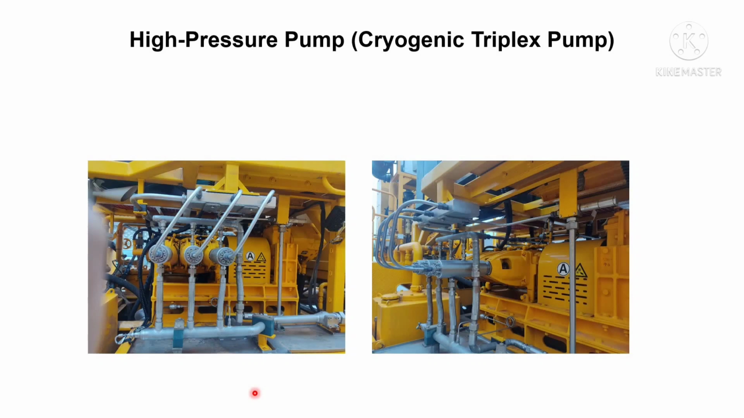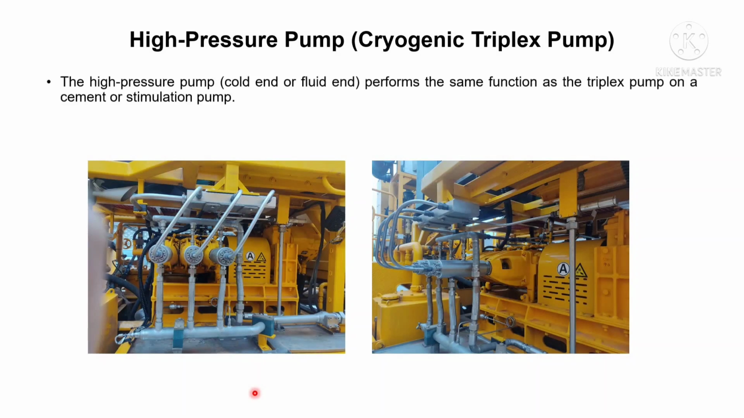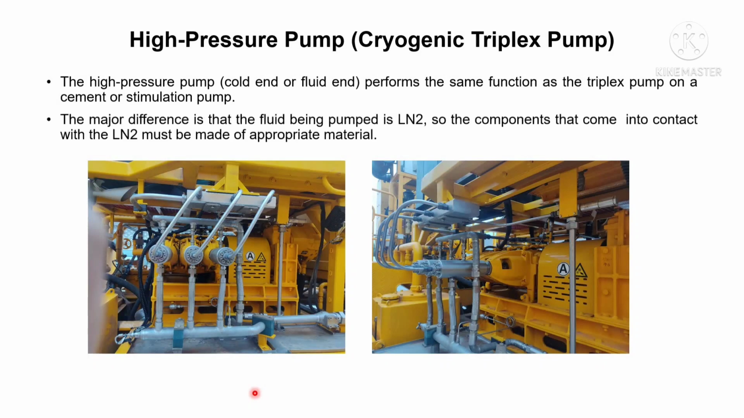Then comes the high pressure pump, also known as cryogenic triplex pump. The high pressure pump, cold end or fluid end. Mostly in the case of nitrogen unit, we call this triplex pump the cold end. We may also call it the fluid end, but mostly we call it cold end. The function of this cold end is the same as the triplex pump on a cement pump or a stimulation pump, that is to pump the liquid. In this particular case, because we are pumping nitrogen, the design is in such a way that it can handle the low temperature liquid nitrogen. The major difference is that the fluid being pumped is LN2. So the components that come into contact with the LN2 must be made of appropriate materials so that they can handle the low temperature liquid nitrogen without wear and tear.